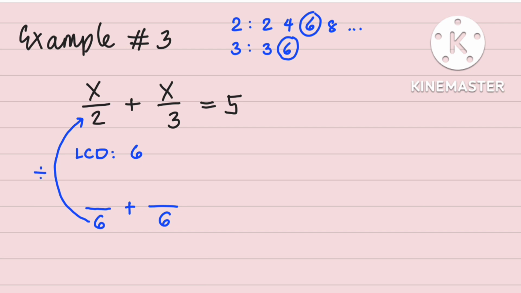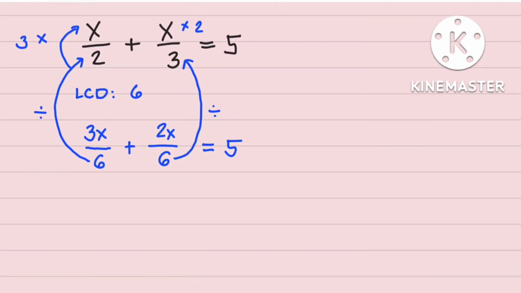And then we will divide 6 by 2. 6 divided by 2 is 3. The answer to that, we will multiply by x. So we will get 3 times x, that's 3x. Same here. So we will divide 6 by 3. We will get 2. And then we will multiply that by the numerator, which is also x. So we get 2x. And we want this to be equal to 5. Now that the two have the same denominators, we may combine them into a single fraction. So we have 3x plus 2x all over 6, and that should be equal to 5.